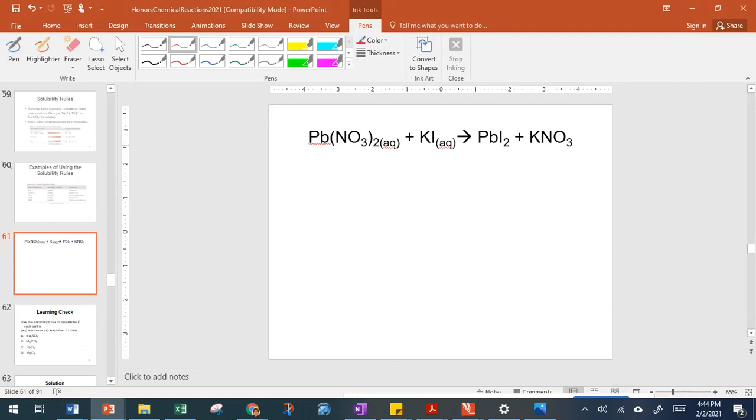So let's go back to our slide. So this means that this one here is a precipitate. So I'm going to write a solid. And this one's aqueous. So if it's slightly soluble, or insoluble, it is a solid, which means precipitate.